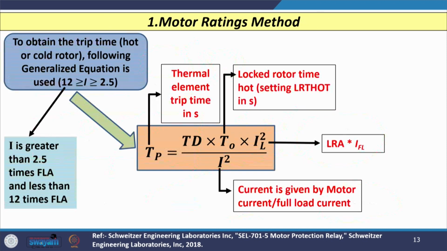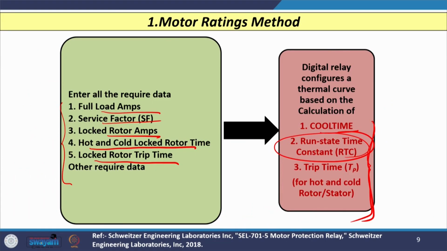Now, with this background, earlier we have discussed that we can calculate the cool time and run state time constant of the motor using the motor rating method, that is the first method, with the condition that this data are available. The third thing we can calculate is the trip time of the motor in hot and cold condition separately for stator and rotor.